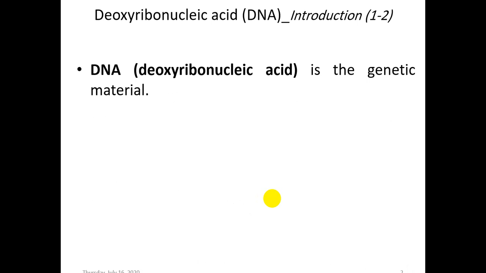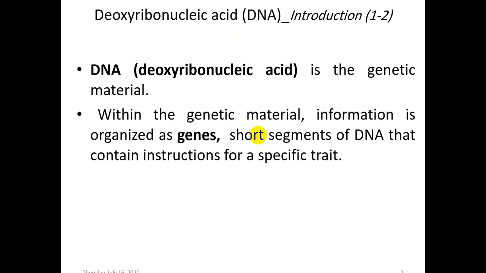So DNA is the abbreviation for deoxyribonucleic acid. This is the D, deoxy, ribo, and this is the N, nucleic, and this is the A, acid. So DNA, deoxyribonucleic acid, is a genetic material, of course. It is the genetic material which transfers the information from one generation to the other.